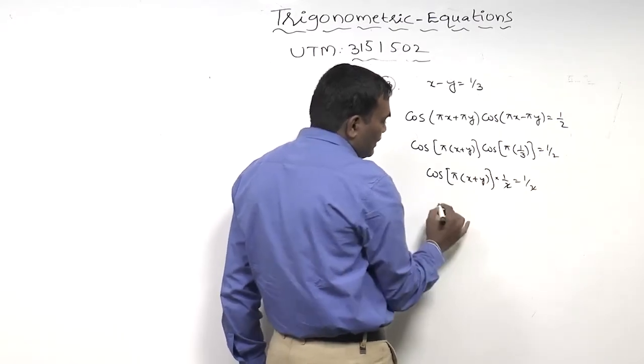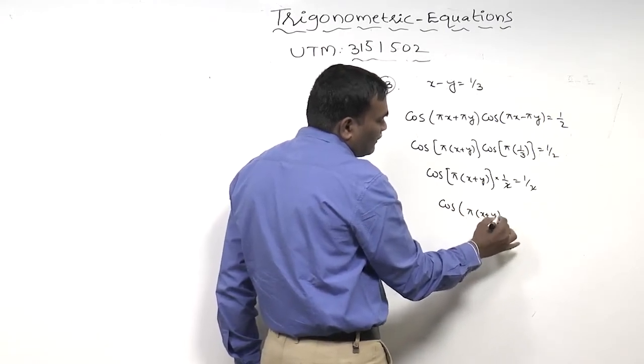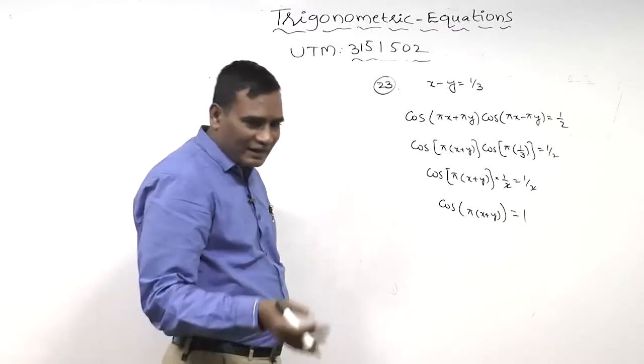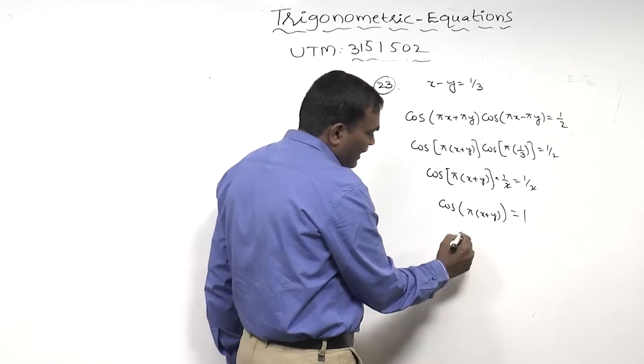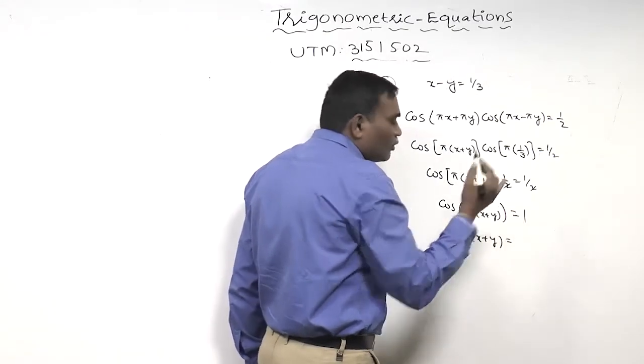2 cancels. Cos of pi into x plus y is equal to what? 1. So when is it possible? When cos is 1, at 2n pi, that is pi into x plus y is equal to 2n pi. They don't take only 0.